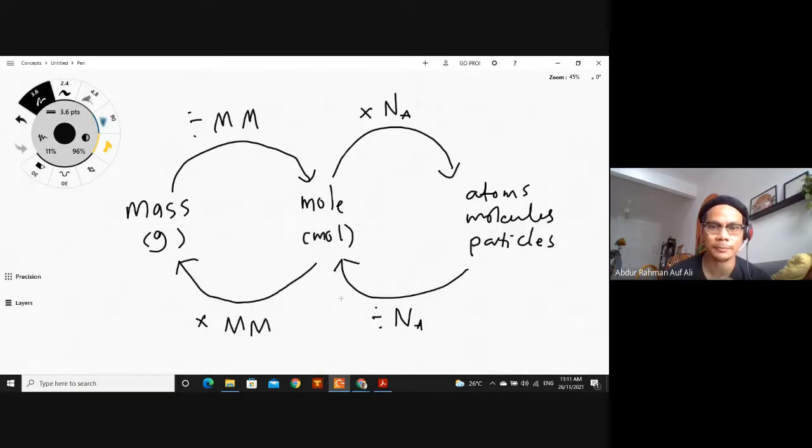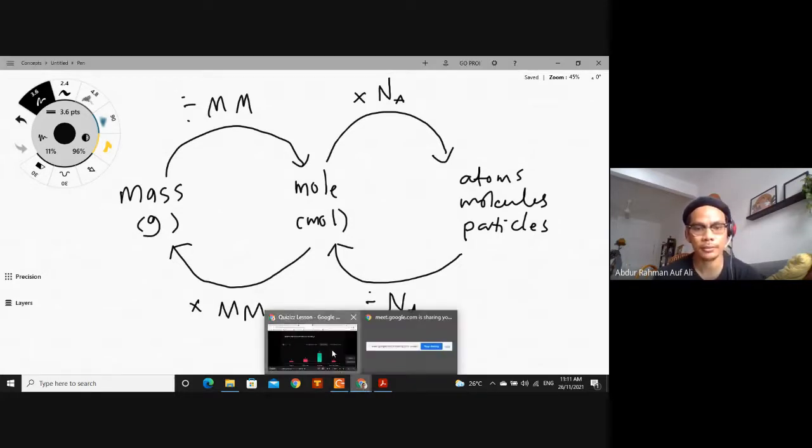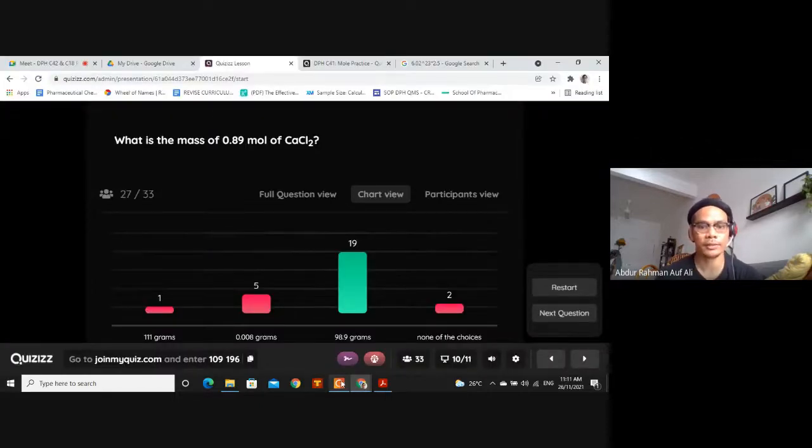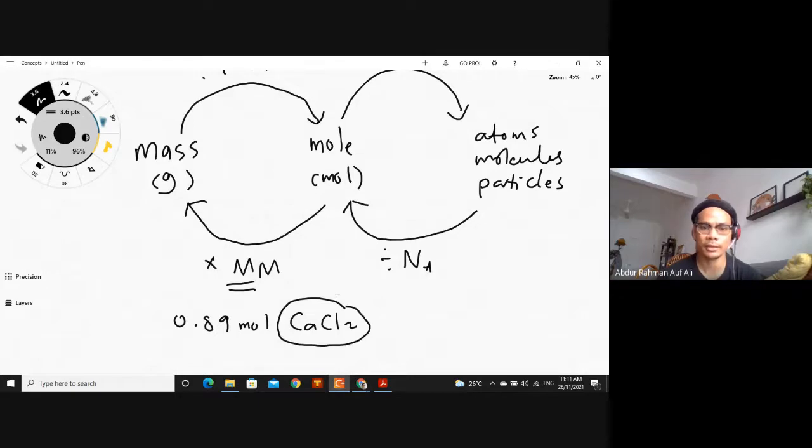Okay, maybe this is better. Okay, so screenshot this one. So mm is molar mass, Na is Avogadro number. So in the earlier question, what did it give? 0.89 mole of calcium chloride. Okay, you have 0.89 mole of CaCl2. So you have the number of moles, what is its mass? So you have to multiply by molar mass. So you have to find the molar mass of CaCl2.